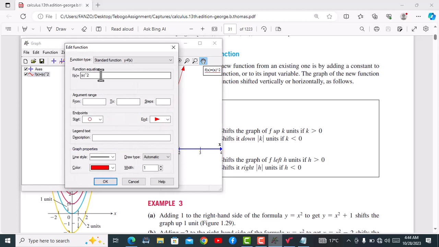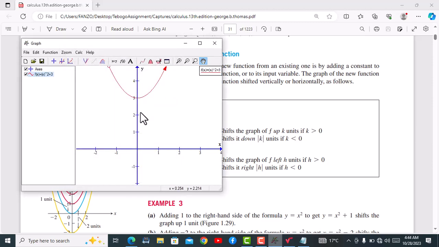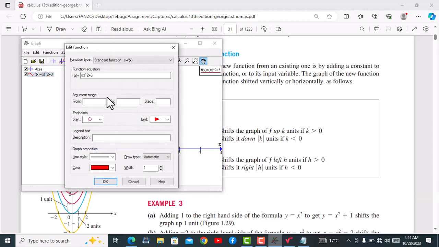So let me just come here and try to move this graph vertically upwards by just adding a 3, and let's see what will transpire.